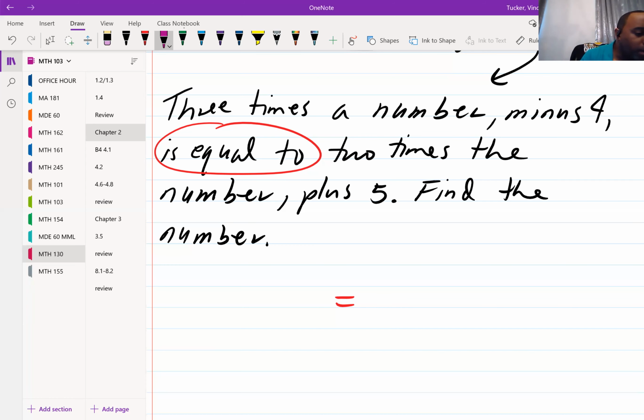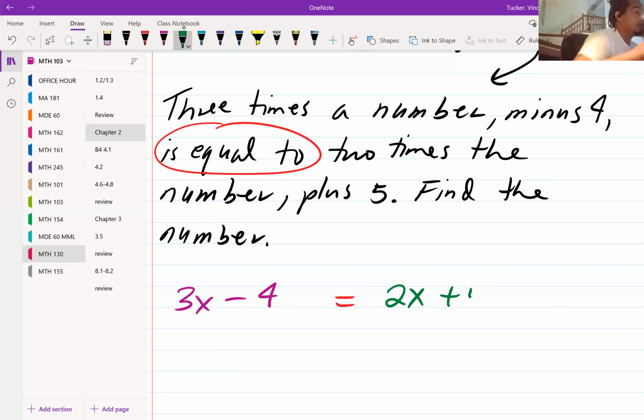And I saw in math lab, it did say use X as that number. So we'll hold true to that. So 3 times the number will be 3X minus 4. Then after that, it says 2 times the number, 2X plus 5. But no parentheses this time.